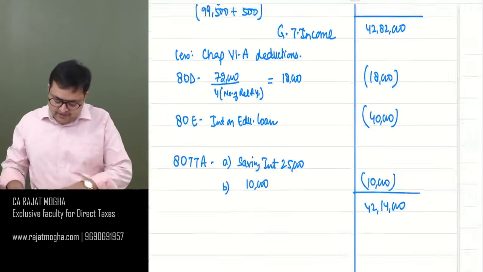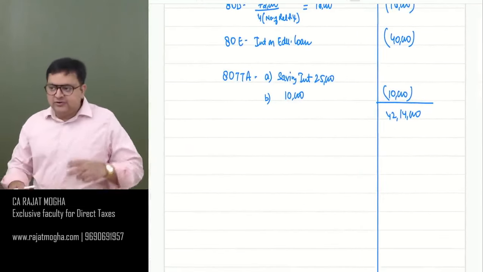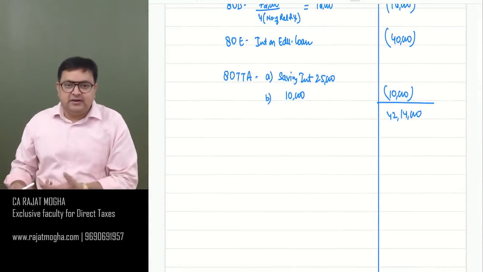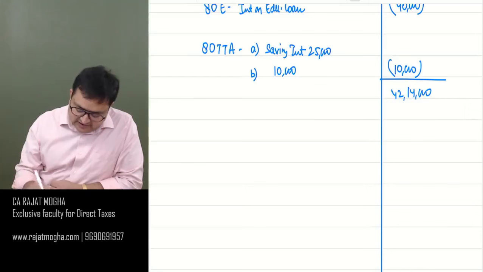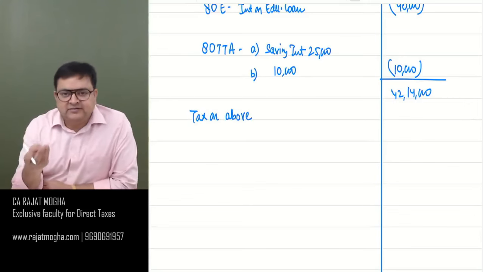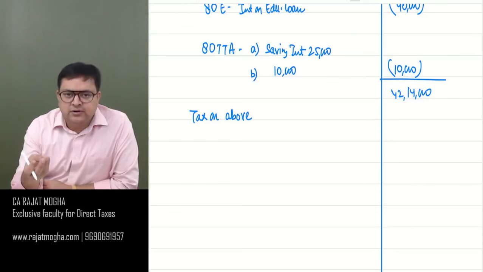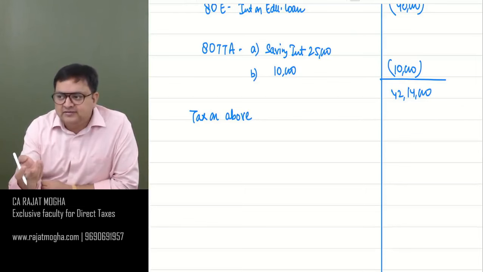Now, let us compute the tax liability also, because they are asking us to compute the tax payable. So first of all, compute the tax liability on this. Tax on above, you have to see your special income. Does it have 111A? No. 112 long-term capital gain? No. 112A equity shares, equity oriented units, long-term? No. It has casual income of 1 lakh.